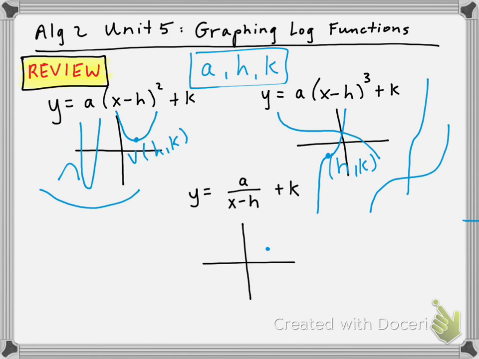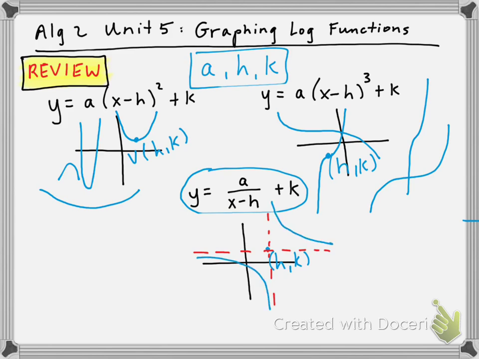And then on the rational functions here, we have this rational function where the h and the k still provide some guidelines for us. In fact, on the rational functions, the h and the k happen to be our horizontal and vertical asymptotes. So there's still a point (h, k), but that happens to be where the asymptotes cross. And then we would draw the graph just like that. So the a, the h, and the k always provide us with some important information about the graph, where it is, and things like that.